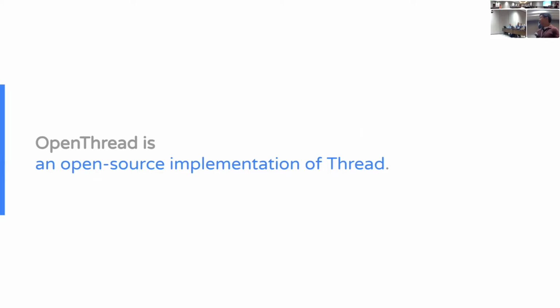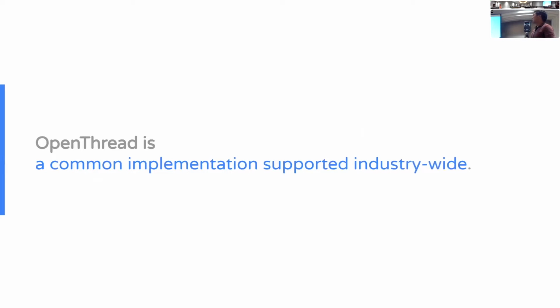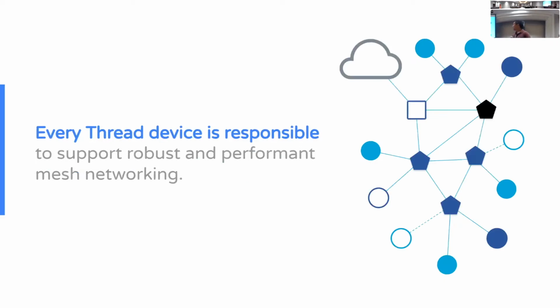So just high level, I'm sure everybody knows this, but what is OpenThread? OpenThread is an open source implementation of Thread. Next slide. And it is, as far as we can tell, basically the de facto implementation of Thread that's supported by the industry.